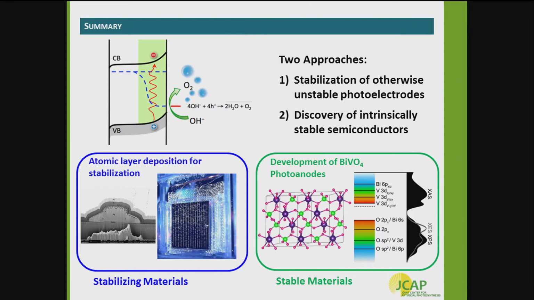So that brings me to the end. I hope I've convinced you that pursuing two parallel approaches is valuable. We're able to make rapid progress through the stabilization of otherwise unstable photoelectrodes using semiconductors where there's a broad knowledge base. However, moving forward, we would like to have materials that are intrinsically stable so we don't have to rely on techniques like atomic layer deposition for their protection. And in order to do this, we take the best existing materials, understand them deeply, and use that knowledge to guide the discovery of new compositions of matter.